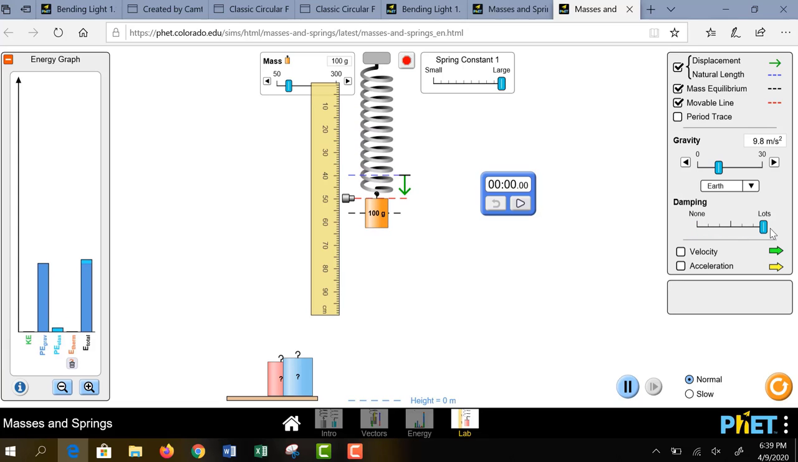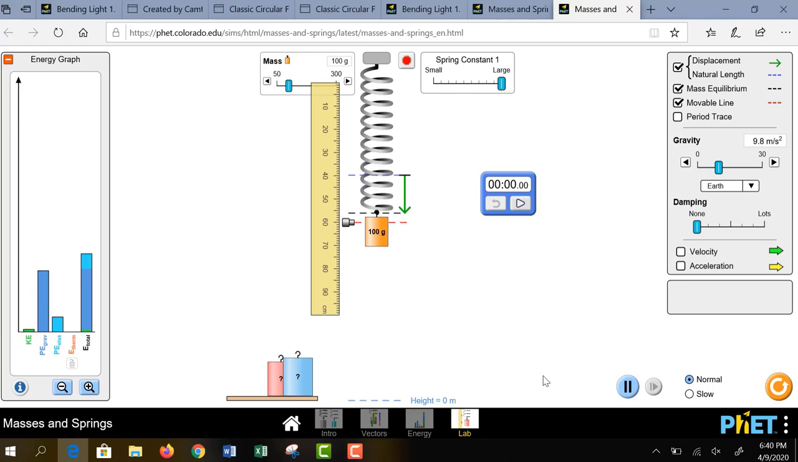Let me slow it down. Okay. So I'm starting at about 50, and I'm going to displace it 10 centimeters. So I want to displace it down to 60. Let me get rid of the damping again. Put the top of this at 60. There's no damping. If I let it go, it's going to keep moving around, as you can see.